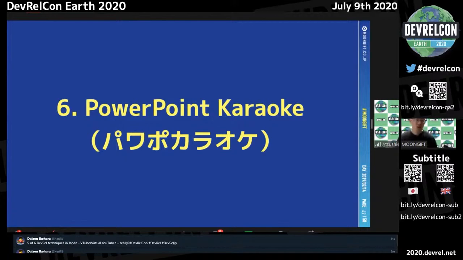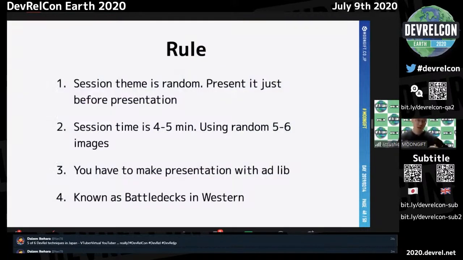This is the rule. PowerPoint karaoke is an improvised presentation contest. You know the presentation title just before the presentation, and you have to use random 5 or 6 pictures for your presentation. So you have to succeed in your presentation with ad-lib. PowerPoint karaoke is known as Battle Decks in the West. However, I want to spread the name PowerPoint karaoke because we don't fight each other.